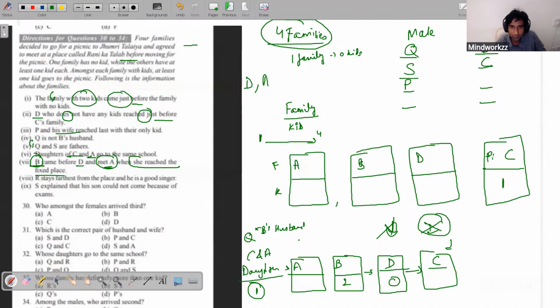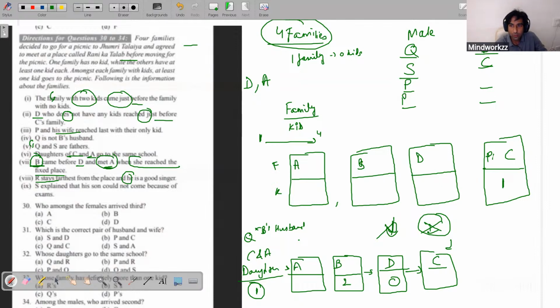We have A. And if you see the last clue, second last and last two, R stays farthest from the place and he is a good singer. Here it is told that R is a good singer. So in this clue there is no information given to you about when R is reaching. Because if somebody stays farthest from some place, does that mean that he will reach last? No, if he drove fast he can reach early also. So it's not that he is reaching last just because he is late. That is not given to us, it's just told that R stays the farthest from the place and he is a good singer.